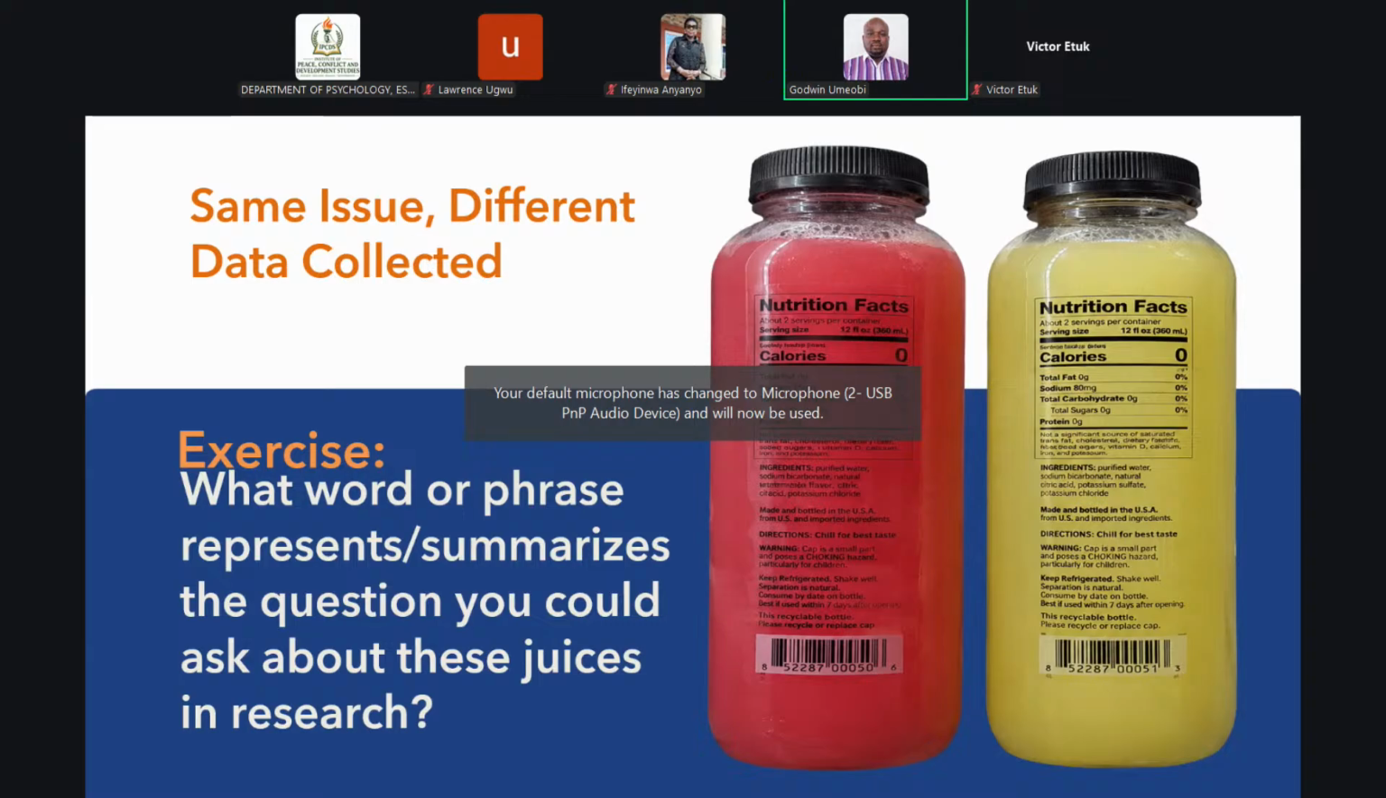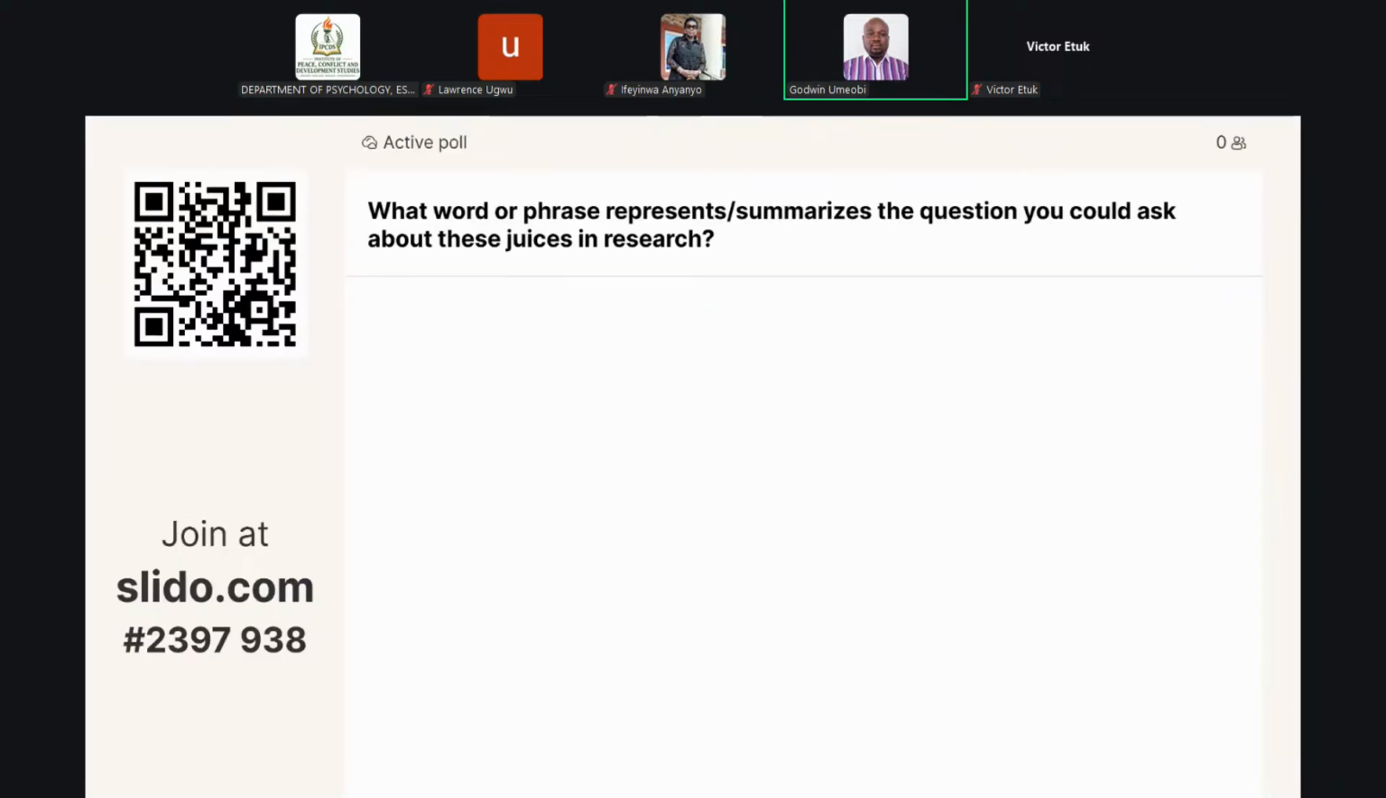psychology will have a question to ask about this. Clinical psychologists will have a question. Scientists will have questions about this. So I want you to think about a phrase, a word, something that can represent the question you ask. In the next slide, I want you to scan the code, and it takes you to where you just put in the words you think. Let's see what comes to people's minds about the same bottle, the same jars of juice that we saw in the previous slide. So let's do that within the next couple of minutes.